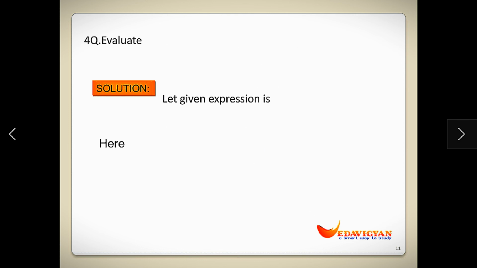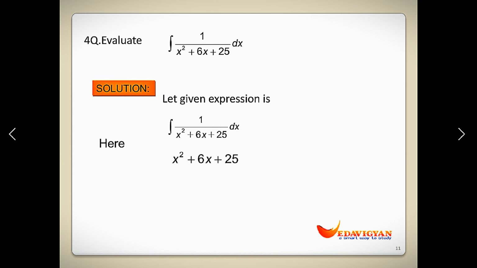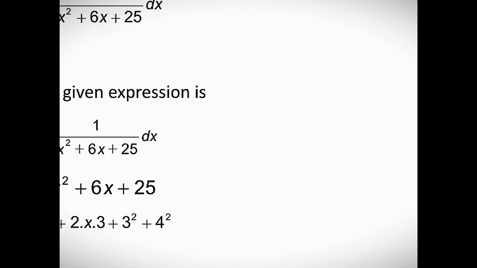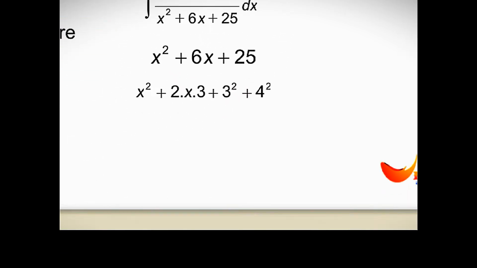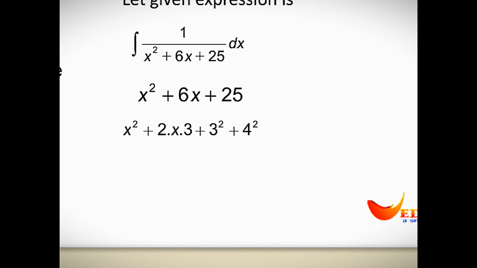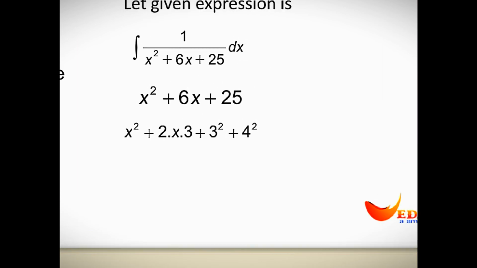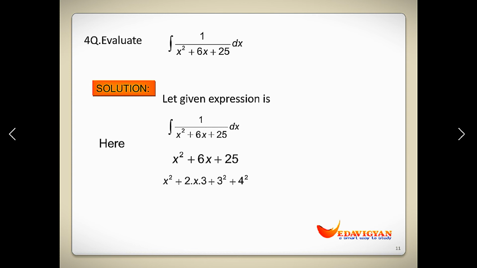Look at another problem: evaluate 1 by x square plus 6x plus 25, the same as the previous problem. In the given expression, you have to take the denominator x square plus 6x plus 25. It's possible to convert it into a plus b whole square. Here x square, and here 6x, right? You have to take 6x as 2x into 3, plus 3 square plus 4 square, right?